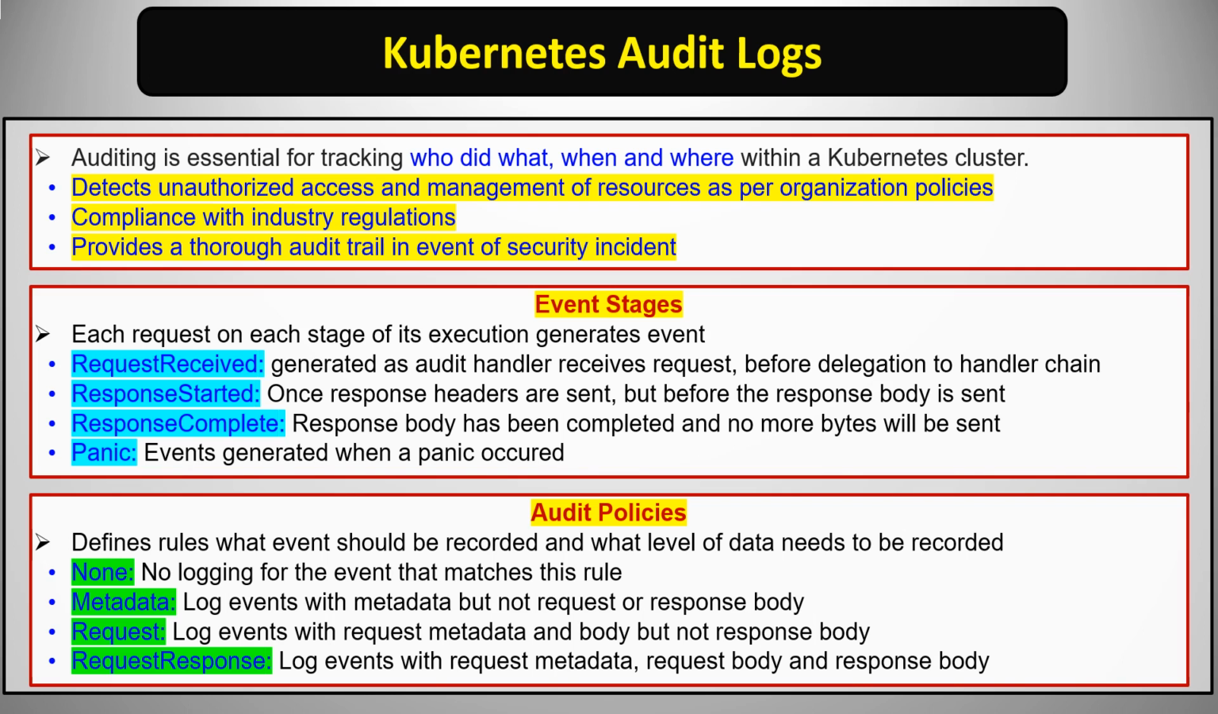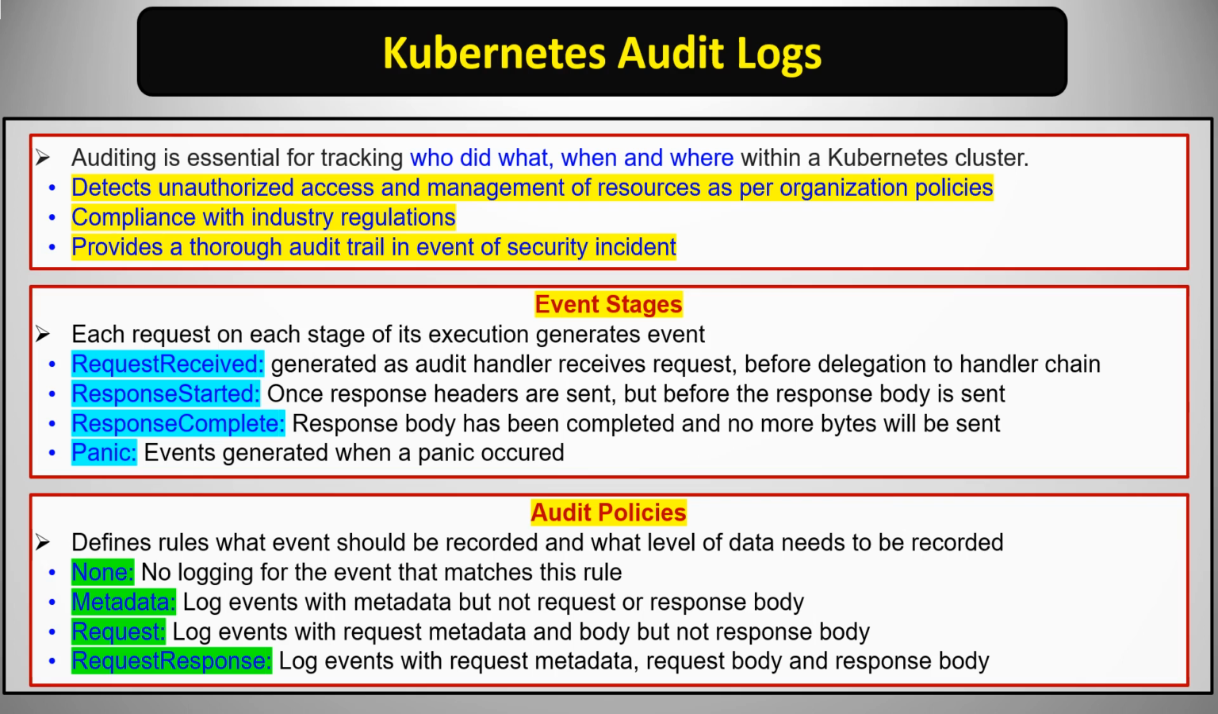Audit logs capture events at different stages of a request lifecycle. The first is request received, when the request first hits the API. Then it is response started, when the response headers are sent before the main body. Then is response complete, when the request finishes. The last one is panic. If something goes drastically wrong, then this kind of log is captured. These stages help you to trace exactly when and where things happen.